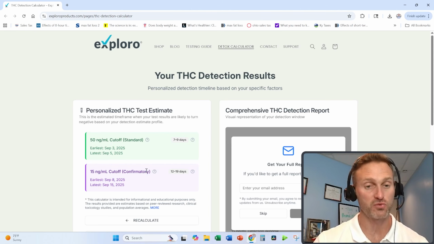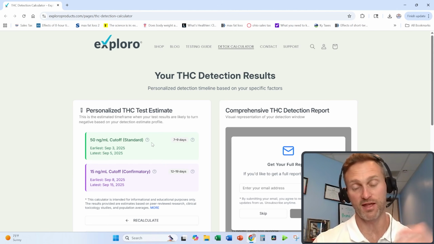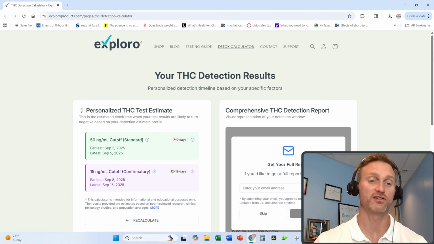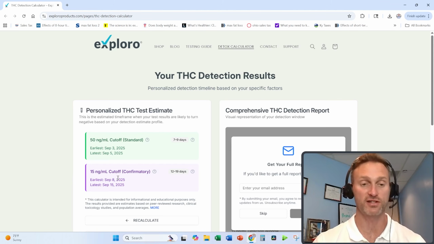That's the confirmatory test. So to be clear, on most tests, and again, I'm an expert in the federal tests, you have to fail the 50 nanogram per milliliter test in order to be tested at 15 nanograms per milliliter. They don't even use the 15 nanograms per milliliter test unless you fail the 50 nanograms per milliliter test. So just go by the 50 nanograms per milliliter test.